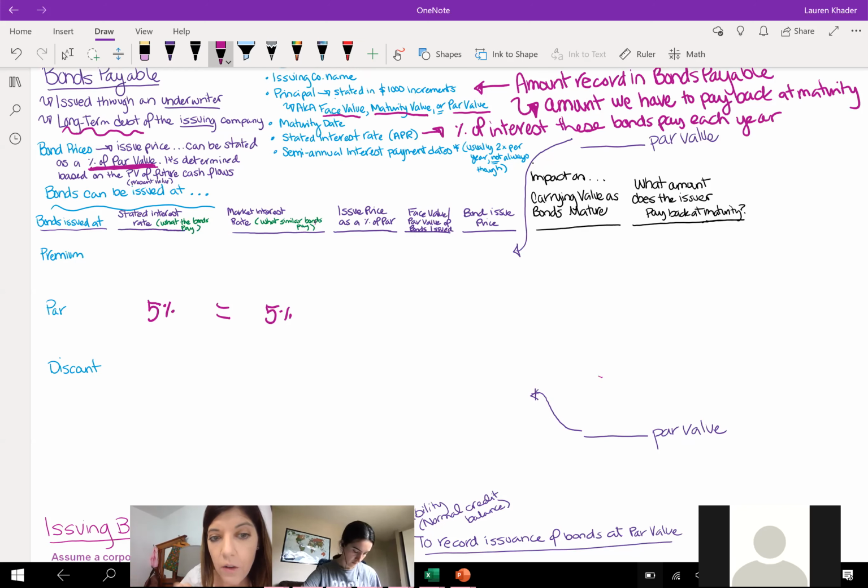When the stated interest rate equals the market interest rate, we're going to issue these bonds at par value. So the issue price as a percentage of par right here is going to be 100%, or 100. That's what it would say. And I'll just put down here that that's a percentage, meaning that we're going to issue these bonds at face value. We don't have to discount the bonds. We don't have to make a premium on these bonds. These are going to be issued at par value.